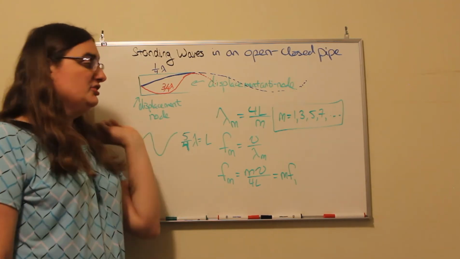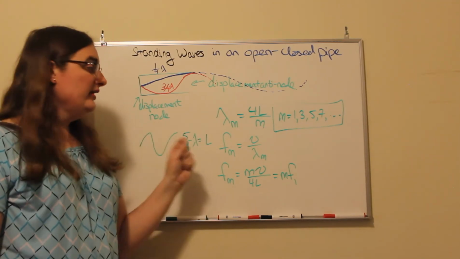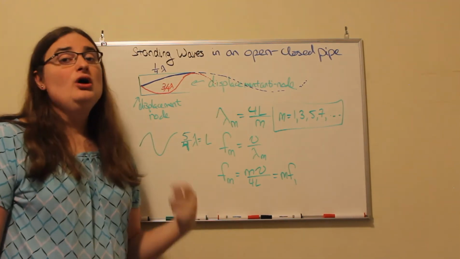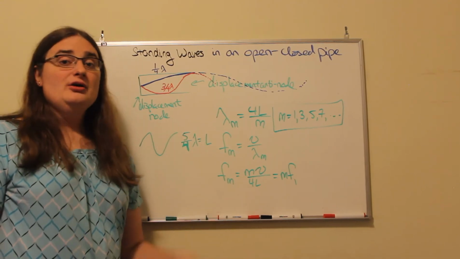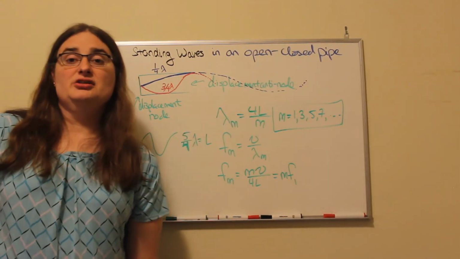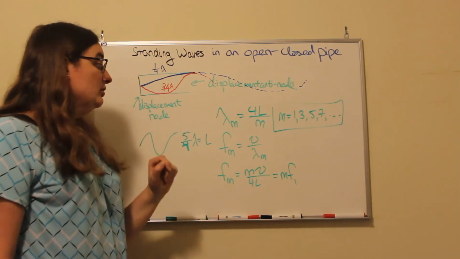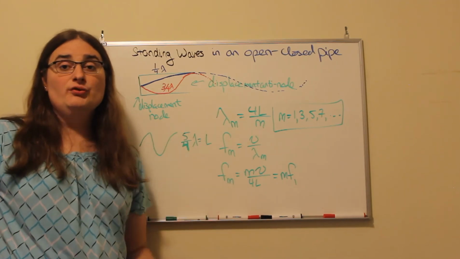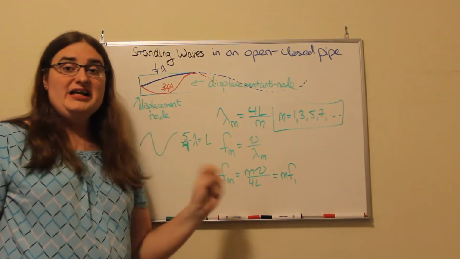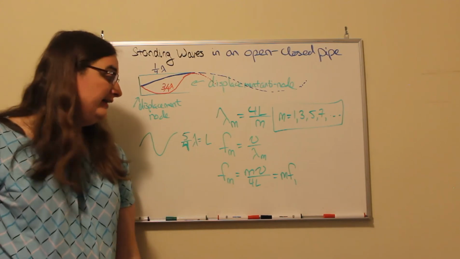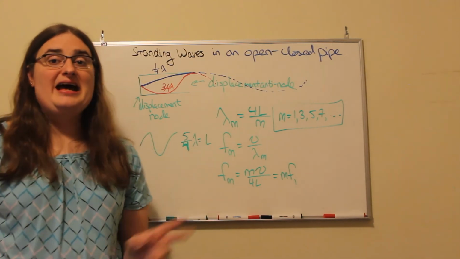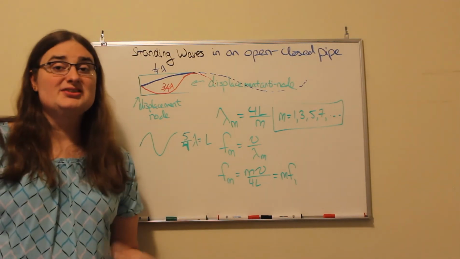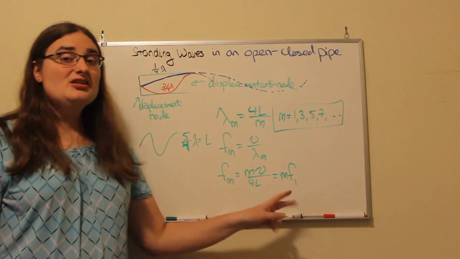So the pattern that emerges is the wavelengths are equal to 4 times the length of the pipe divided by m, where m is an odd integer rather than any positive integer that we can come up with. So our frequencies we'd find similarly to how we have frequencies for an open-open pipe. They'd be the speed of sound divided by the wavelengths that are allowed. So our frequencies here would be that odd integer m times the speed of sound divided by 4 times the length of the pipe. And we still have harmonics.